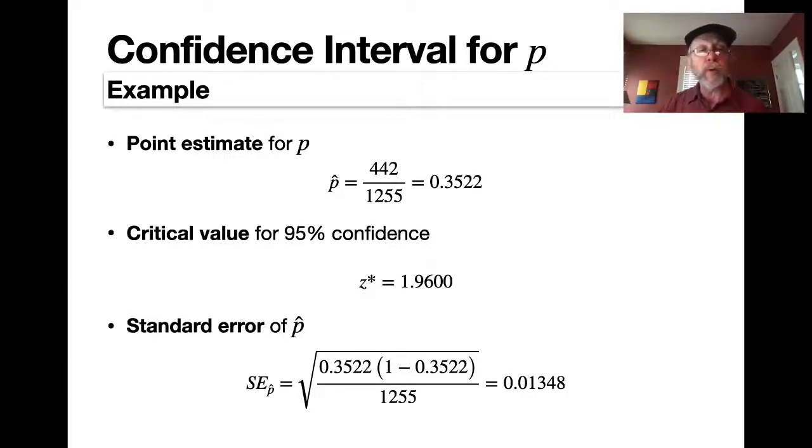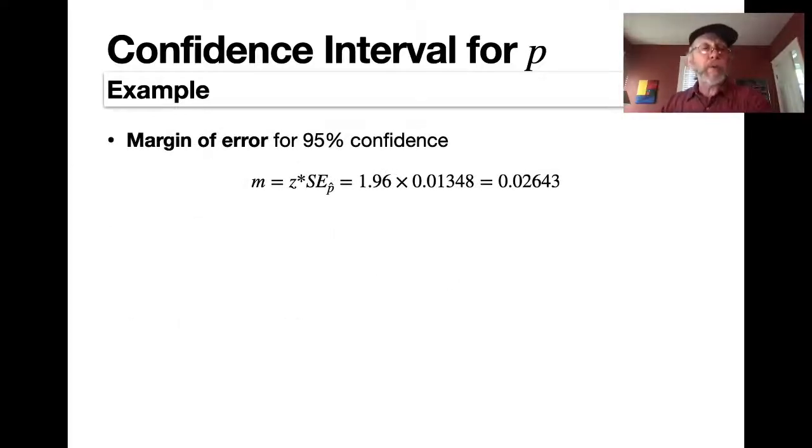0.01348. So in other words, that sample proportion that we saw of 0.3522 varies from sample to sample with a standard deviation of about 0.013, right? So we wouldn't be surprised to see p hat values of like 0.36 or 0.34 and so on. The margin of error for 95% confidence is just the product of our critical value, 1.96, times that standard error. That turns out to be 0.02643.